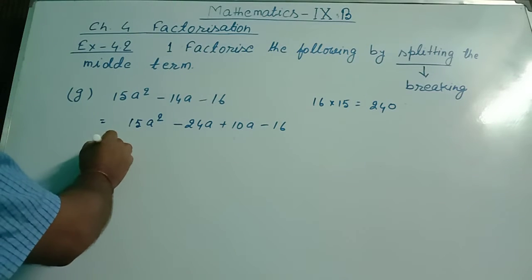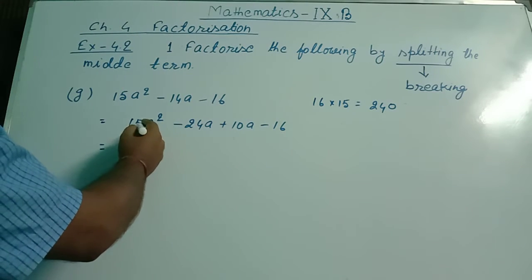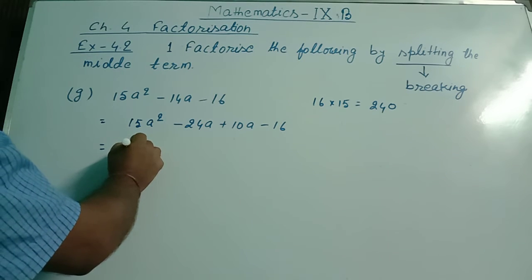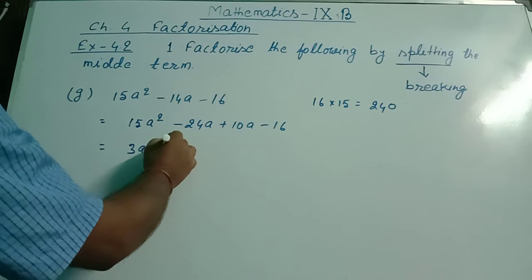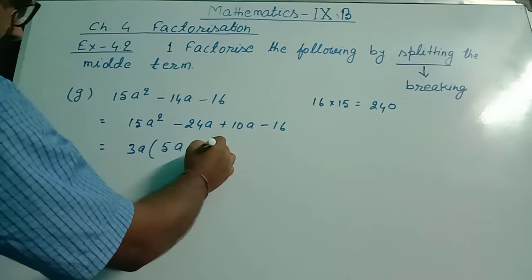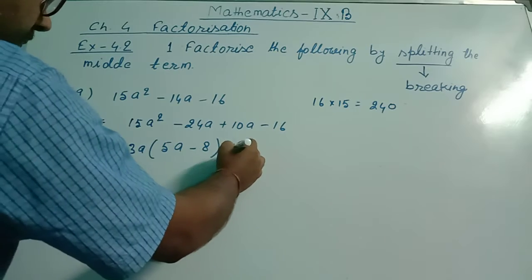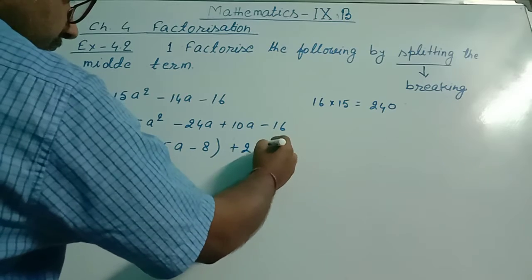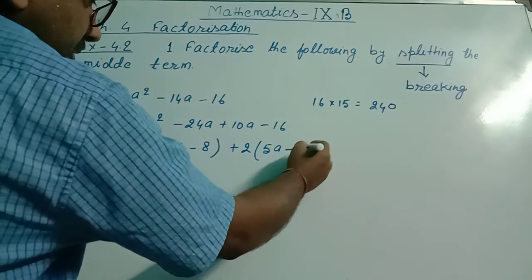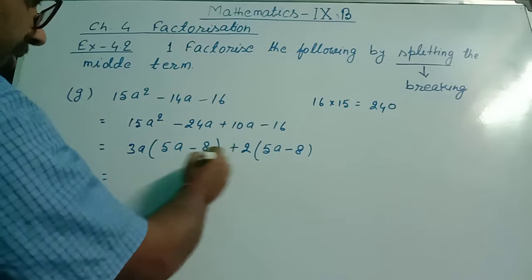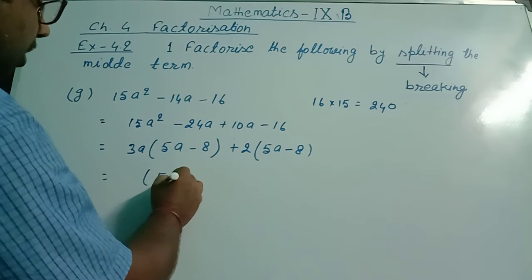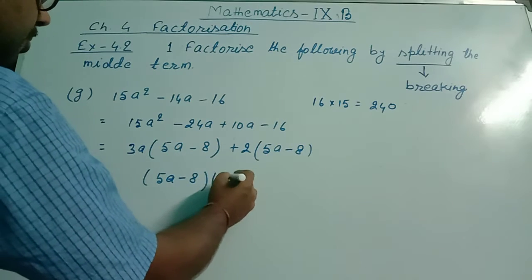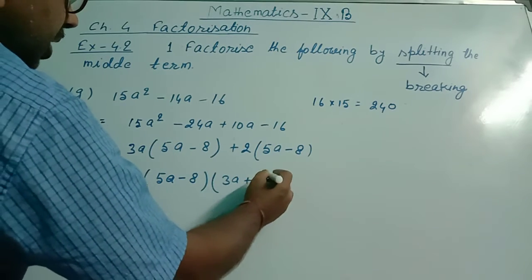Now from the first two terms we will take common. What is possible to take common? We are taking common 3a. Here 5a is left, minus 8, plus what can we take common? 2 we can take common, 5a minus 8. What is in the bracket? That is 5a minus 8, that is the common term already. We wrote it at first. And what is out of the bracket? 3a plus 2. We wrote inside the bracket.